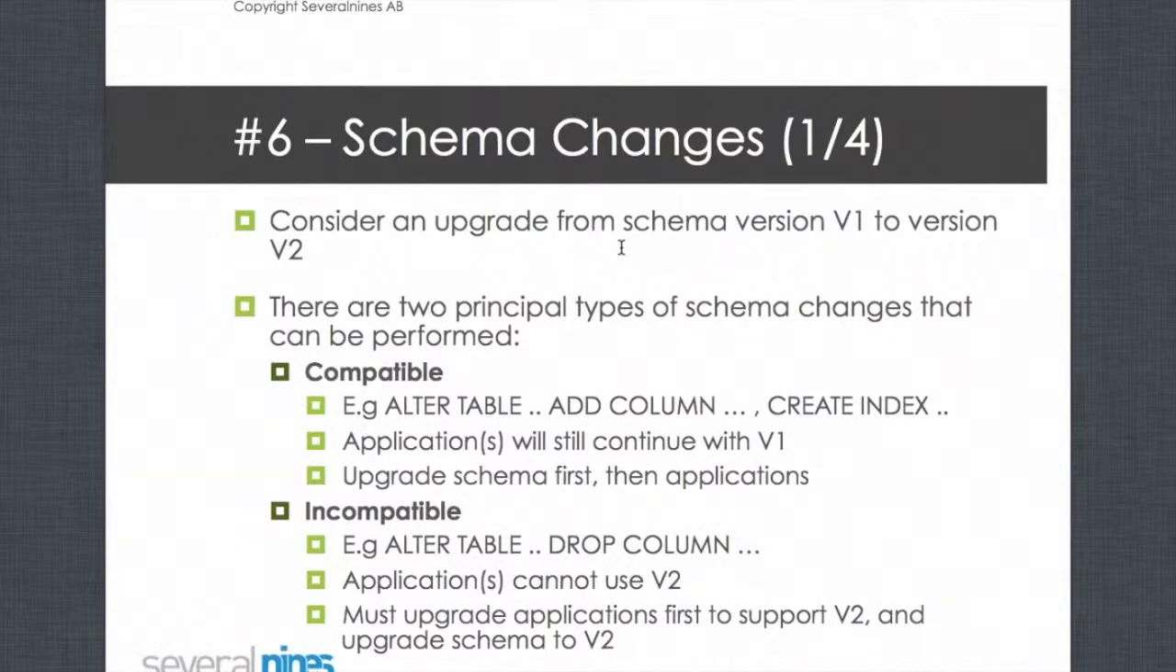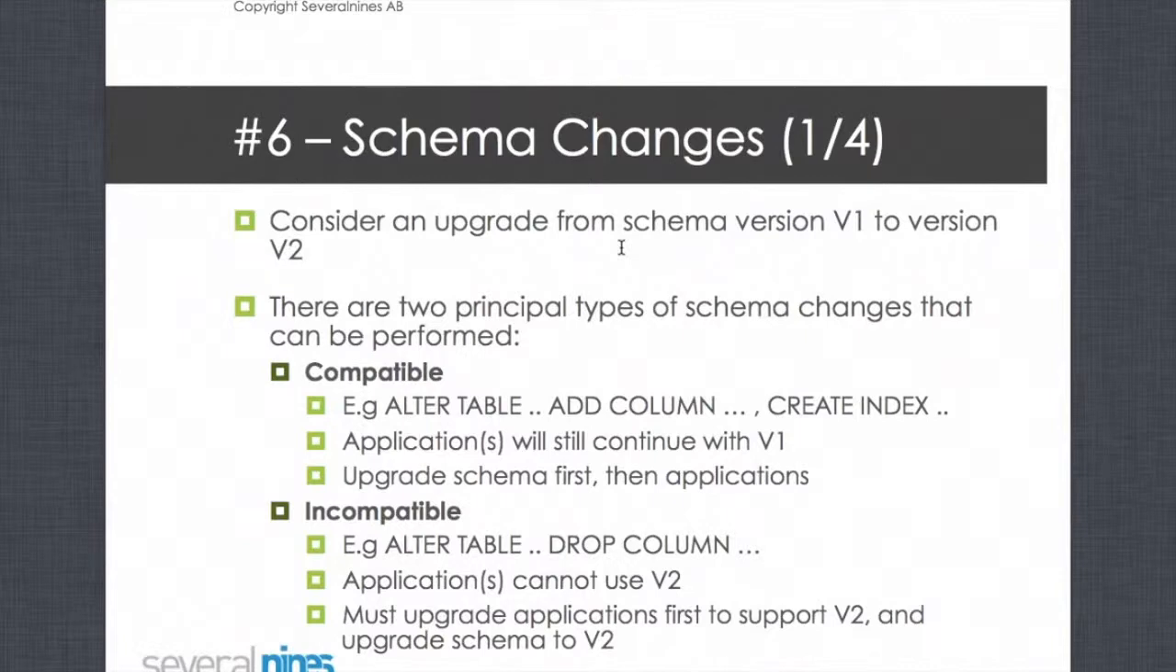One is compatible and one is incompatible. A compatible change means that you can add a column or you can add an index and the applications will still continue to work. If you add a column, the application will not care, because the schema now has x plus 1 columns, but the application is using the x columns, and that's perfectly fine.